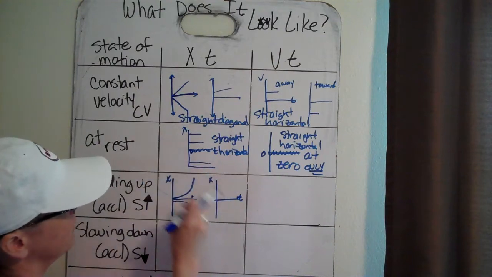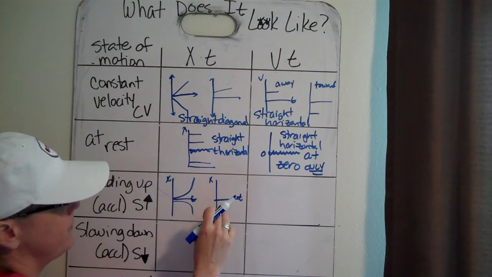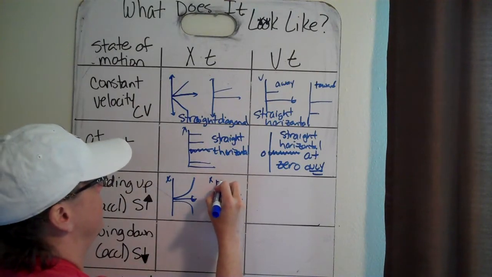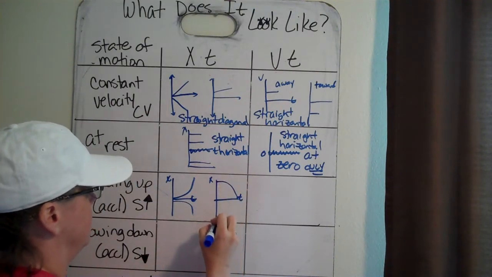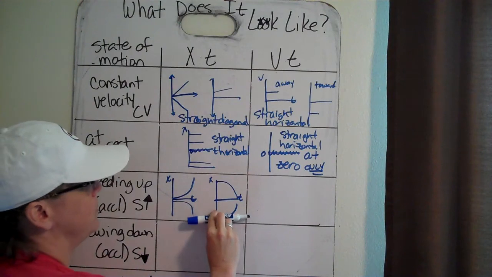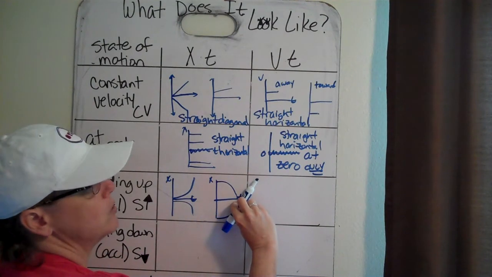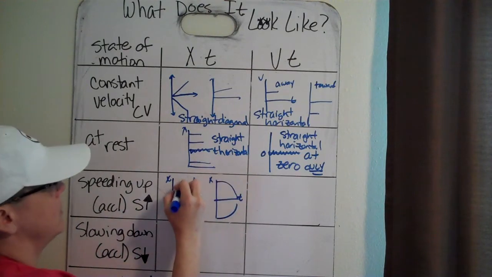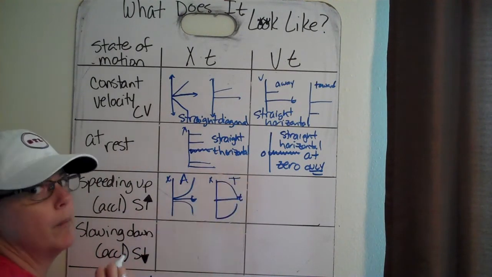So we can have that, both of these are going away from origin, and then here is speeding up coming toward. It would look like this or this. Again, we're speeding up, coming toward. So these are going away and these are coming toward.